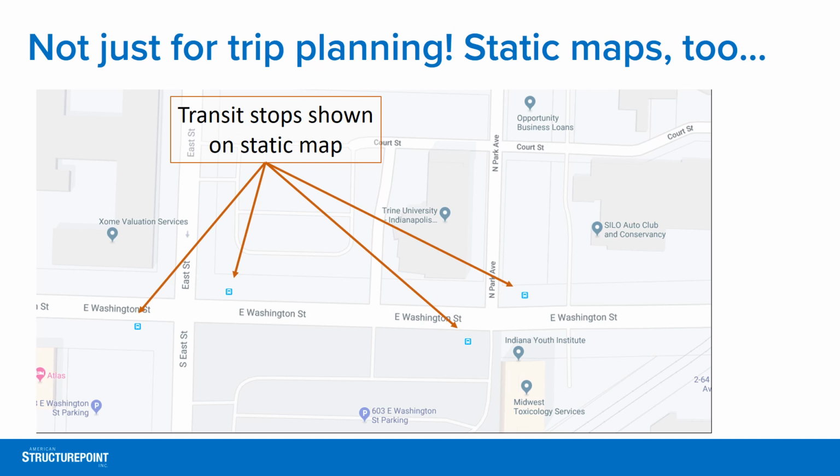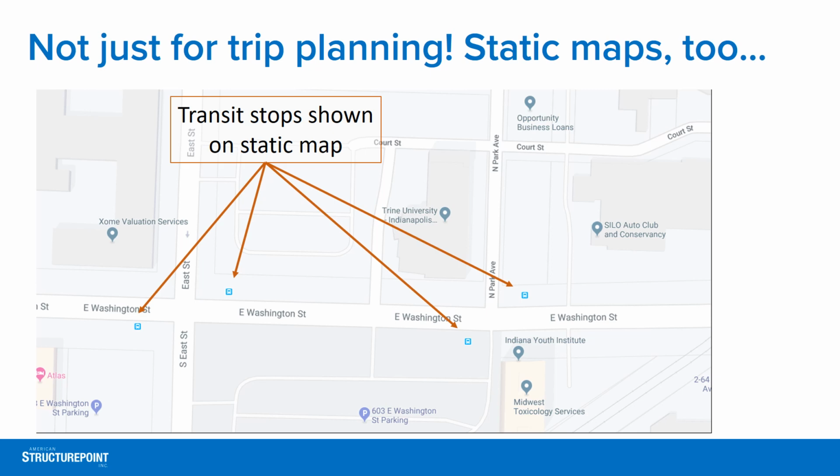GTFS data is also used in the base Google Maps. If you zoom into a certain level in certain cities, you can see bus stop icons. The location of these icons is specified in the GTFS data. Even though there's no trip being built by the map application, it's still showing the stops based upon where the GTFS stop locations are specified.